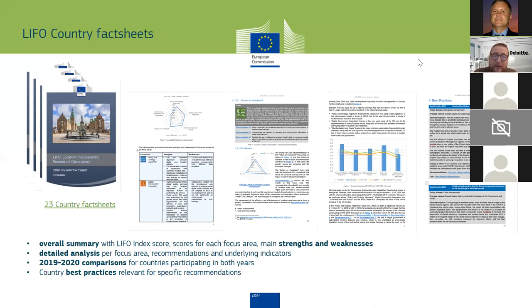There's an overall summary with the LIFO index score, the scores for each focus area, and a table summarizing the main strengths and weaknesses for each country. Then there's a detailed analysis per focus area, recommendation and indicators with reference to the ULF recommendations.